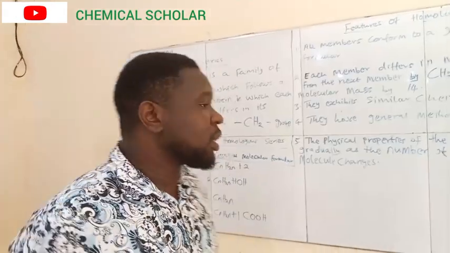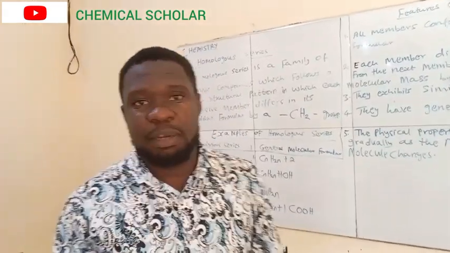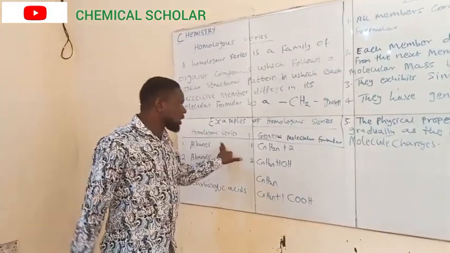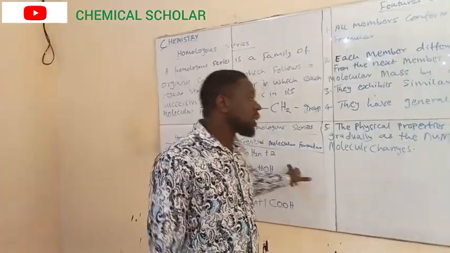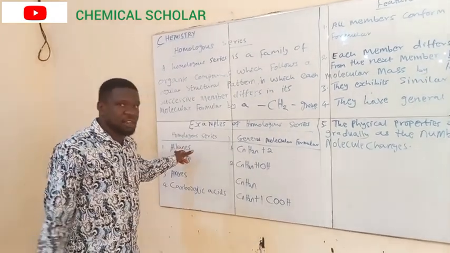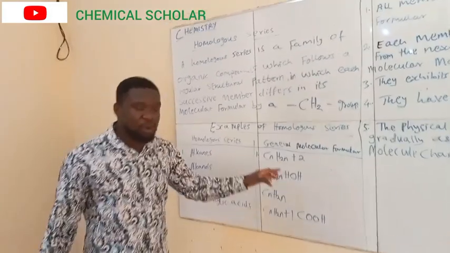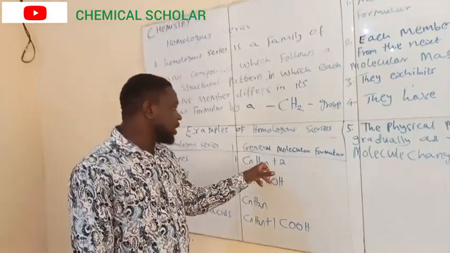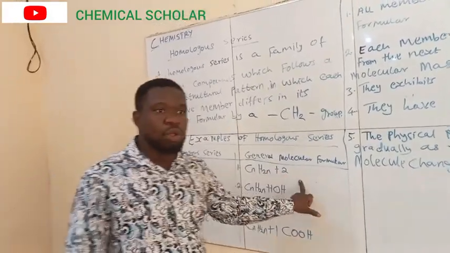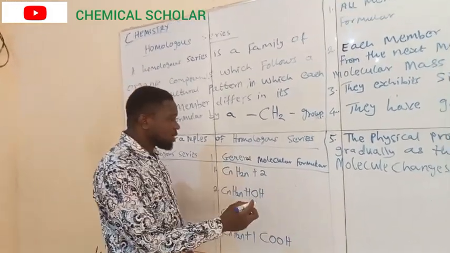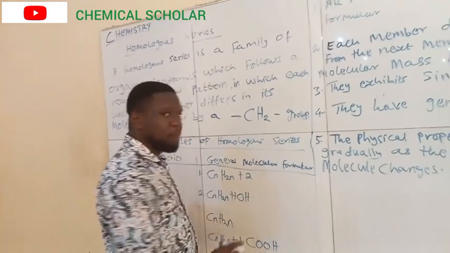So let's look at some examples of homologous series. Here we have homologous series and their general molecular formulas. The first homologous series is alkane, and alkane has the general molecular formula of CnH2n+2. When we talk about n, this n simply represents numbers.